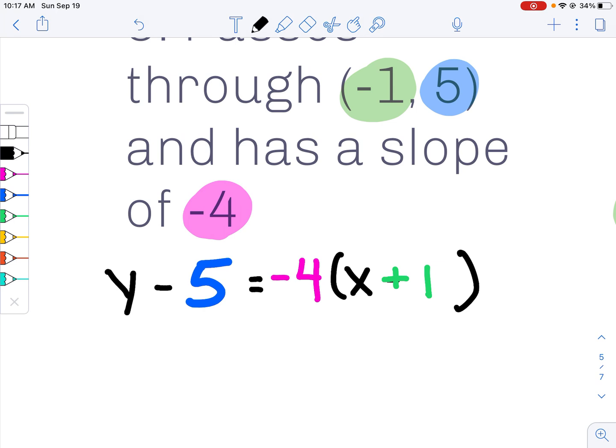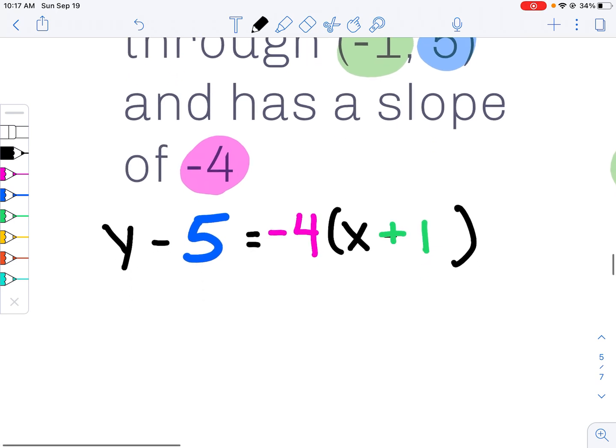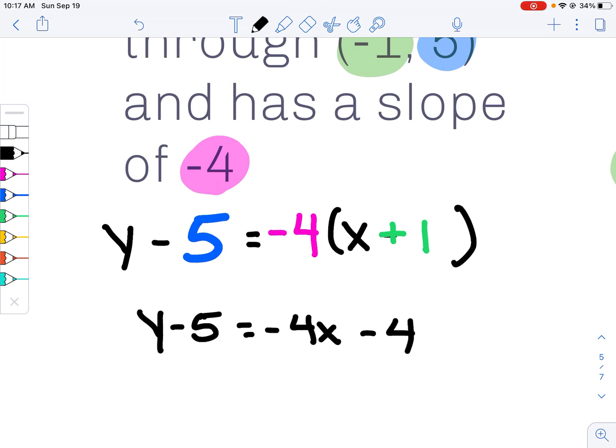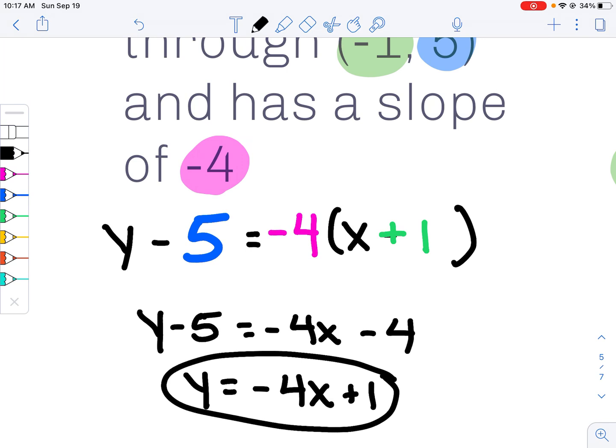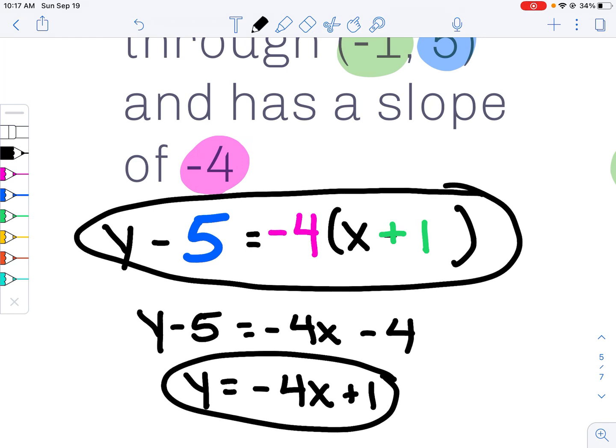And if it doesn't say what form to write it in, I can be done here and I can leave it just like this. If it does tell me that they want it in that slope-intercept form, or if it's a drop-down or a fill-in-the-blank that says it has to be or makes it clear that it has to be, then I need to do a little bit of algebra. So I'm going to have y minus 5 is -4x minus 4. Add the 5 over. And now my equation is in slope-intercept form. If I wanted point-slope form, though, I would stop at that very first line.